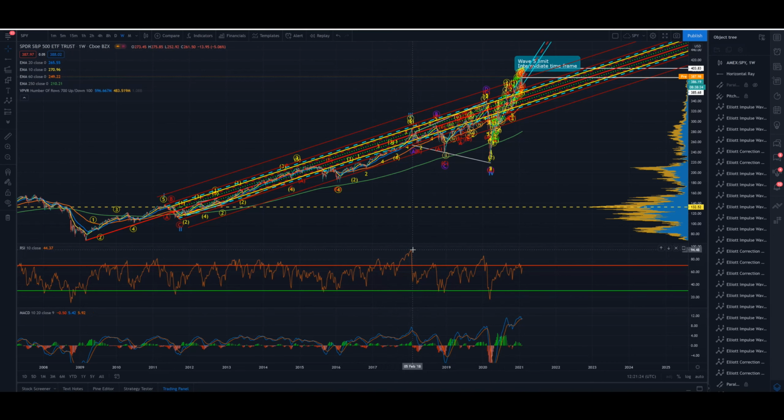So from 2018 now into 2021, we've seen a high, a lower high, and a lower high in the RSI, and a high, a higher high, and a higher high in price. So this long-term bearish divergence is still present.